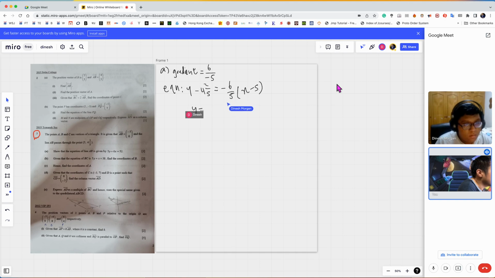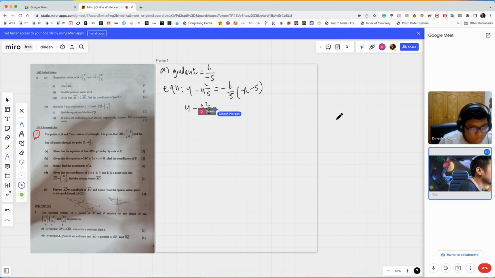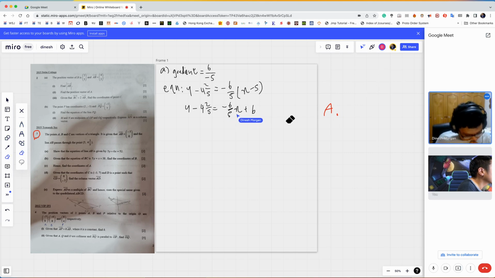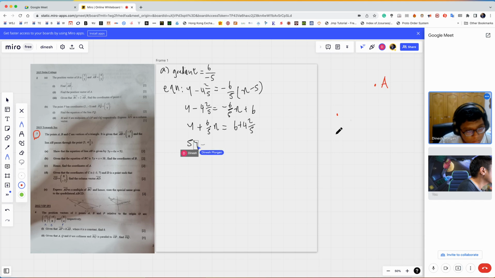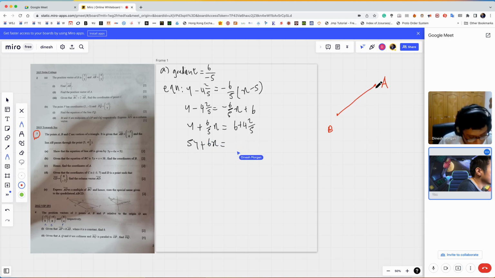How do you get a gradient 6 over -5? Because they give the vector AB as -5, 6. So 6 is the rise. Yeah. -5 is the run. Okay, so then you have this negative. Wait. So it's to the left -5, up. Oh, okay.